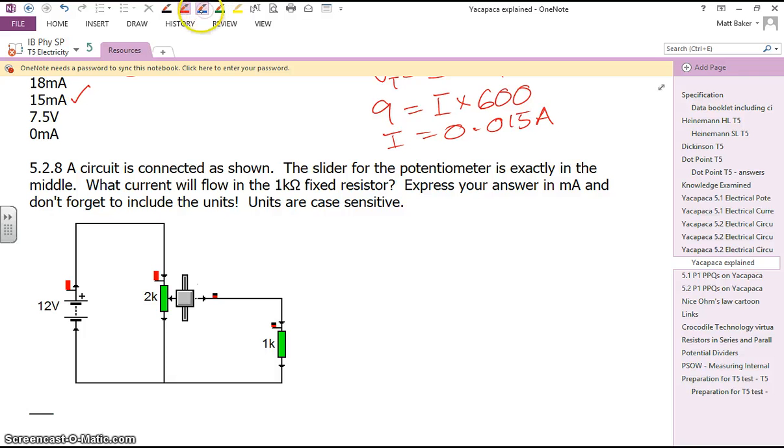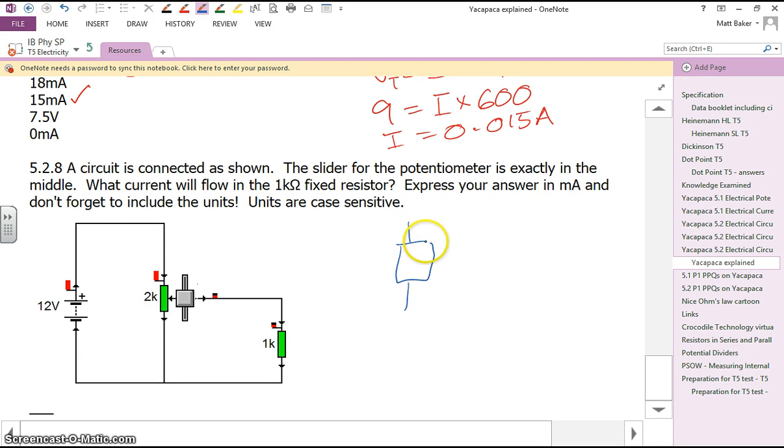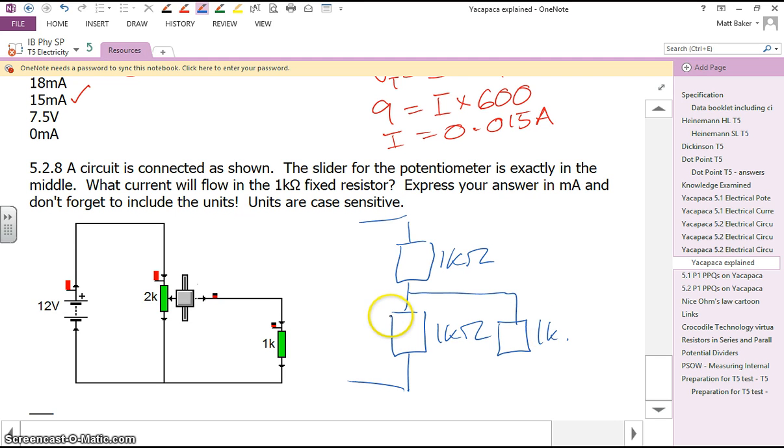Don't be confused with this one that it's a potentiometer circuit. We can redraw the potentiometer circuit if you want. It's exactly in the middle, which means we'll have a 1 kilo ohm resistor on the top and a 1 kilo ohm resistor on the bottom. And then there's another 1 kilo ohm resistor on this side.